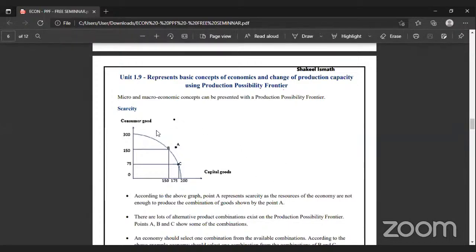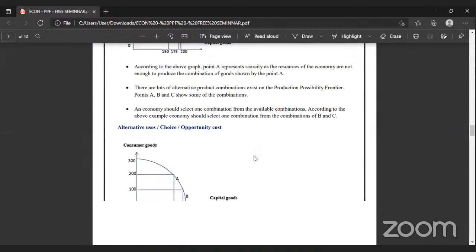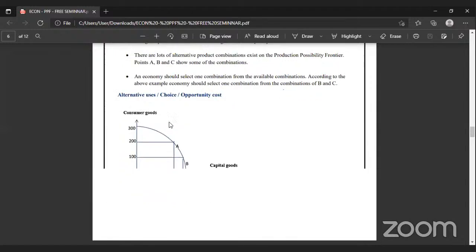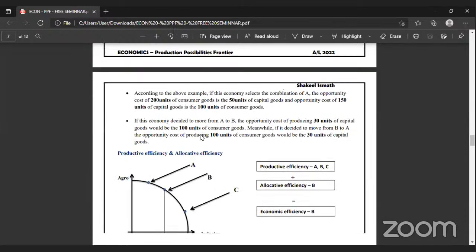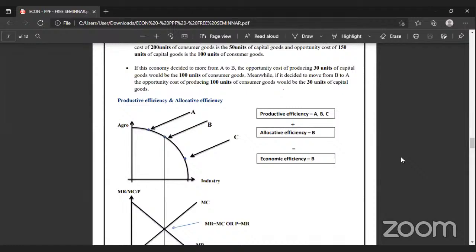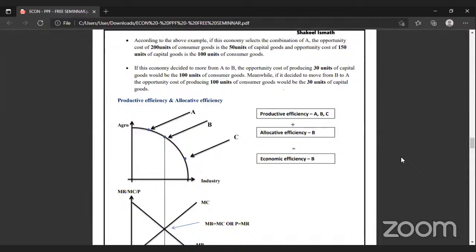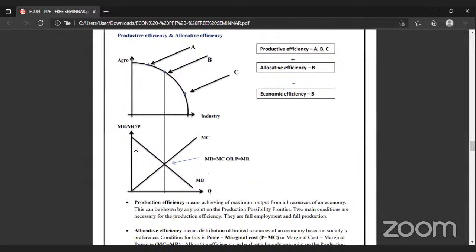You can study how to illustrate scarcity on the PPC, right? How to illustrate the alternative uses on the PPC, or choice or opportunity cost, anything you can illustrate on the PPC. And productive efficiency and allocative efficiency. This question was there. Can you remember, 2020 also, 2019 or 2018? For 2 years they have asked this question, right? Productive efficiency and allocative efficiency.